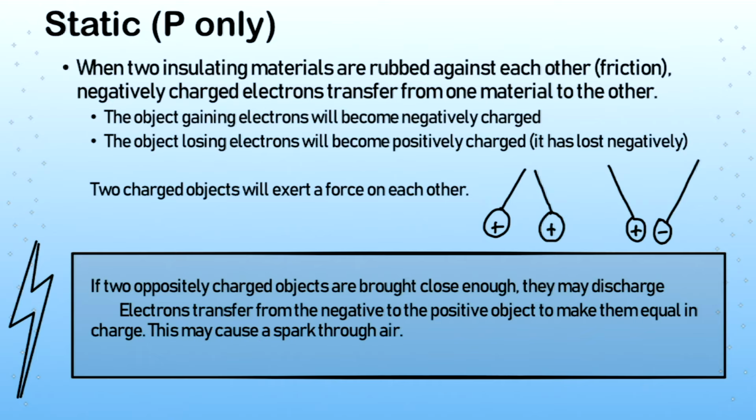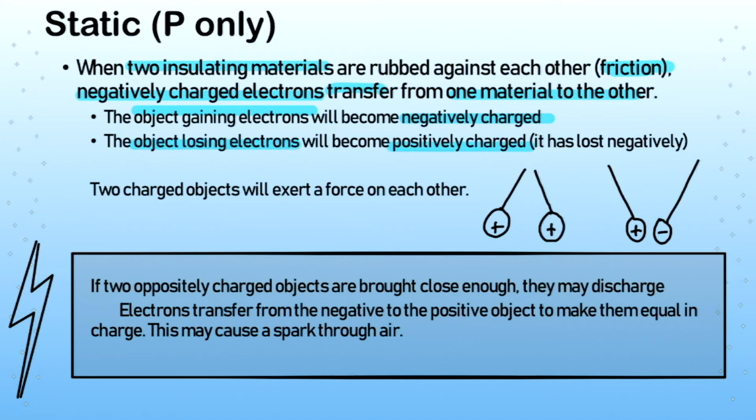The final section of this topic, and this is for physics only, is looking at static. Static is where we are rubbing two insulating materials together, using friction, and it causes the transfer of negatively charged electrons from one to the other. What this will do is cause the one that has gained electrons to become negatively charged, and the one that's losing electrons to become positively charged.